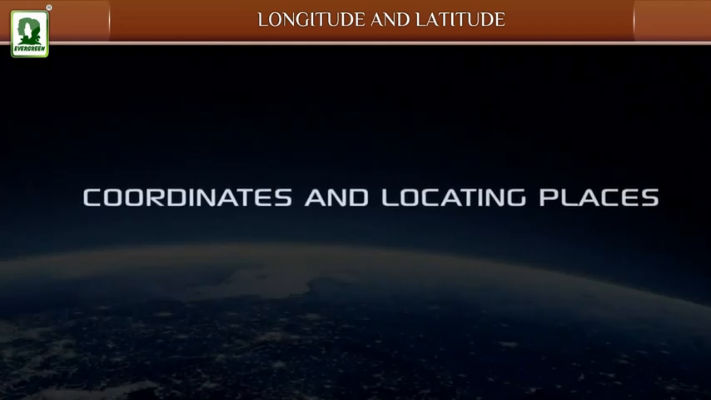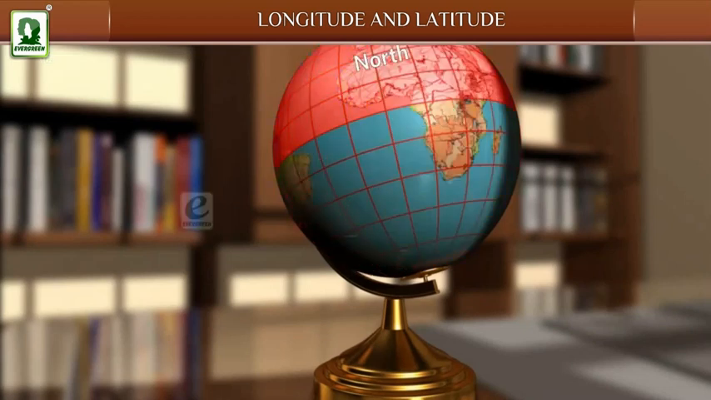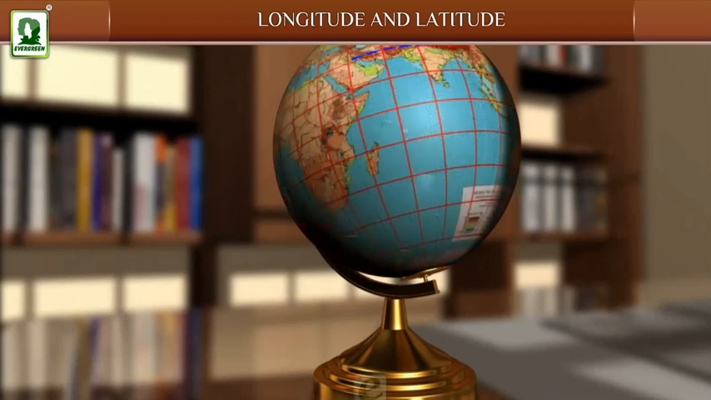Coordinates and locating places. Latitudes and longitudes, along with the designation of east or west and north or south, are called coordinates. The coordinates help us in locating the exact position of a place on the surface of the Earth.